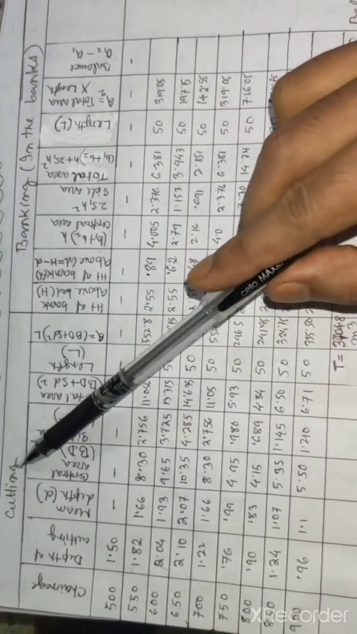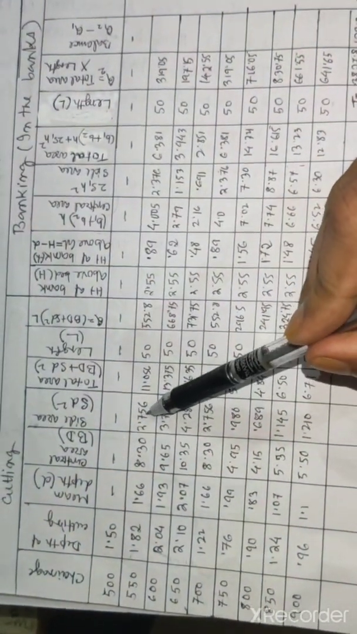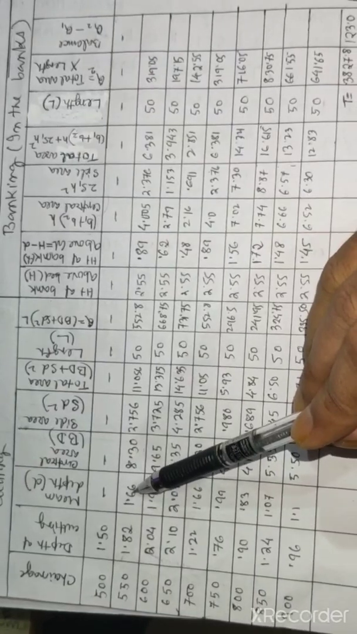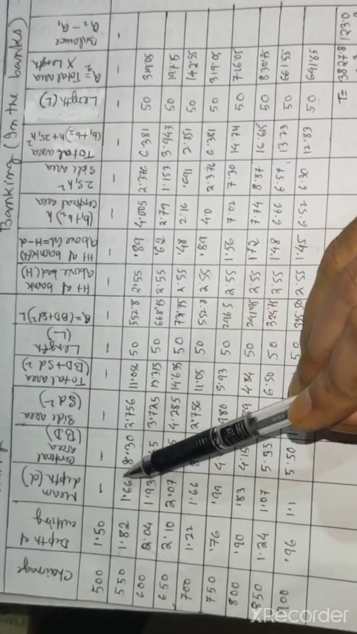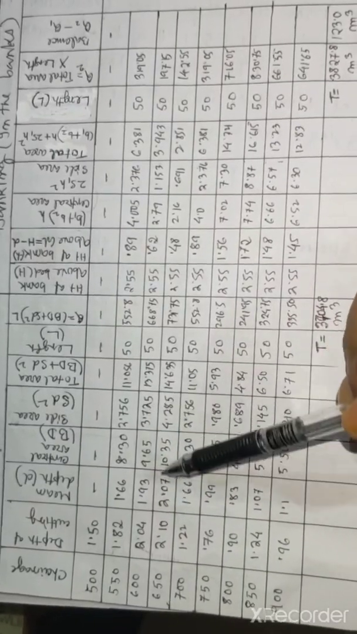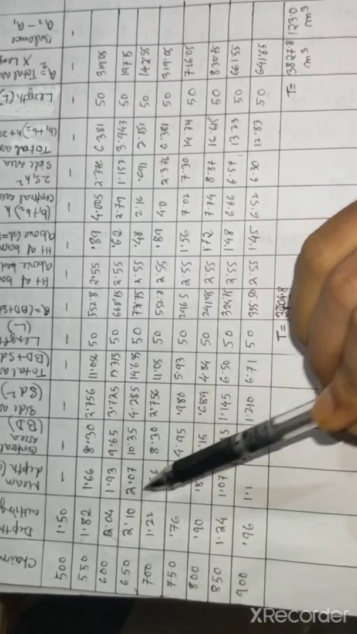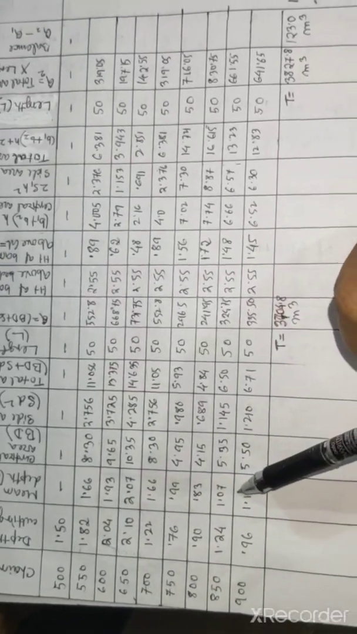The slope of cutting is given as 1:1, so S is 1. So D square, that means 1.66 square into 1 is equal to this. 1.93 square into 1 is equal to this. Just like that, we have found out SD square for each and every station.